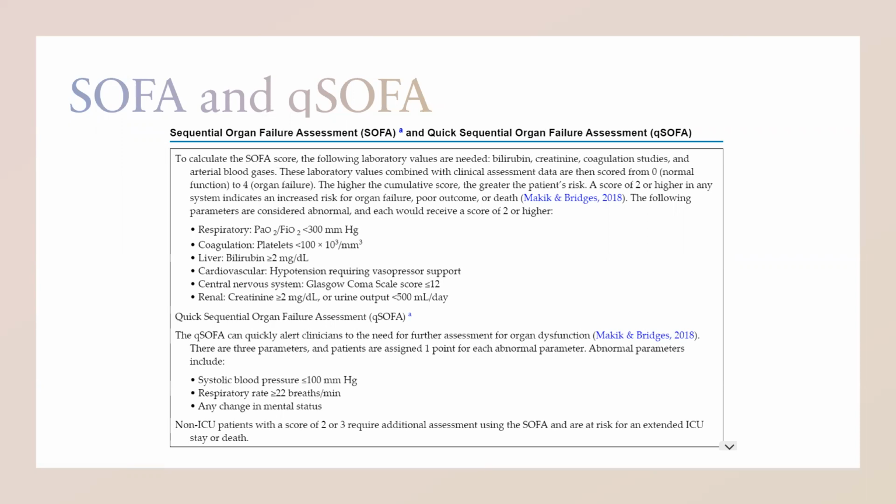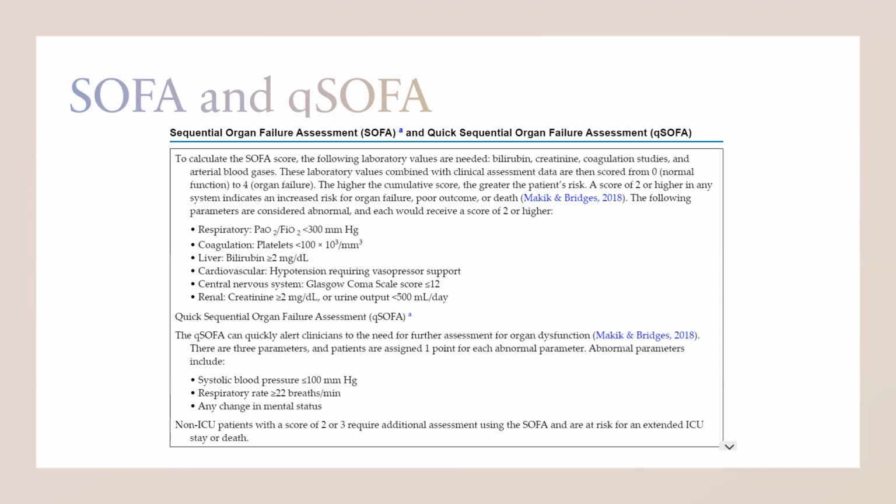Right. So these parameters are considered abnormal, right? Platelet counts less than 100, they're at risk for bleeding, right? Or they're probably using up all their platelets trying to clot off. And that comes into play with DIC. And each would receive a score of 2 or higher. Like it says, a score of 2 or higher in any system indicates they're at increased risk for organ failure, poor outcome, or death, right?